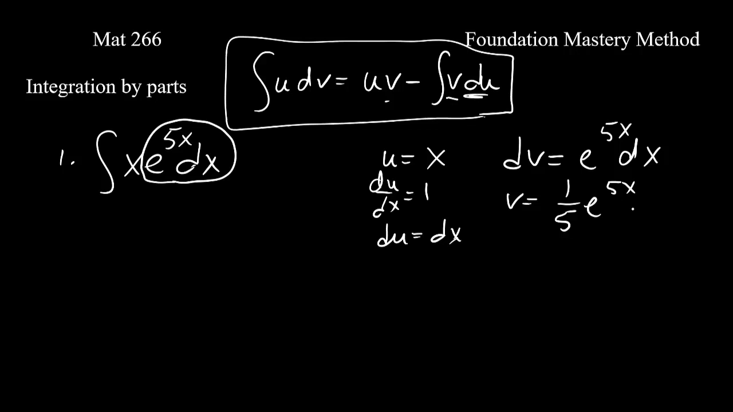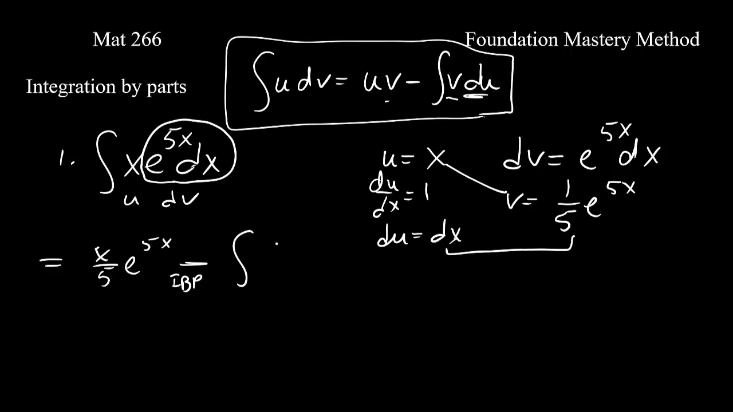So now, applying our formula, the integral of u dv is going to equal u times v, so the product of these two, x over 5 times e to the 5x, minus, and this is our integration by parts negative sign, the integral of v du, so the integral of 1/5 e to the 5x dx.